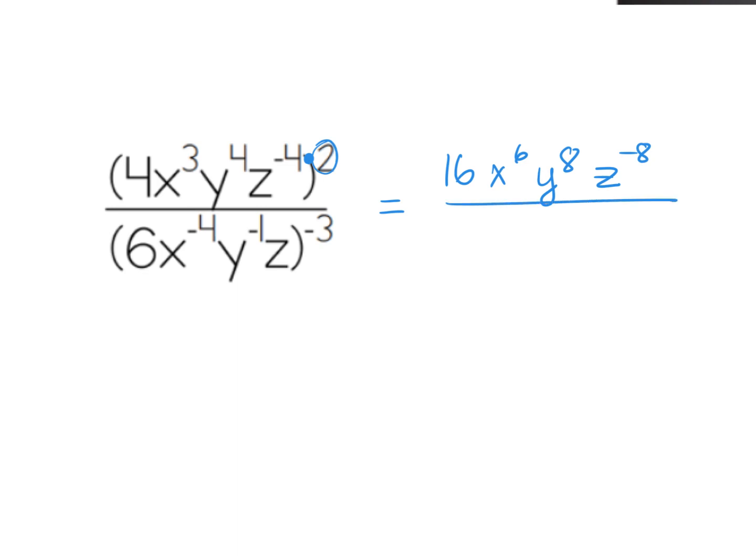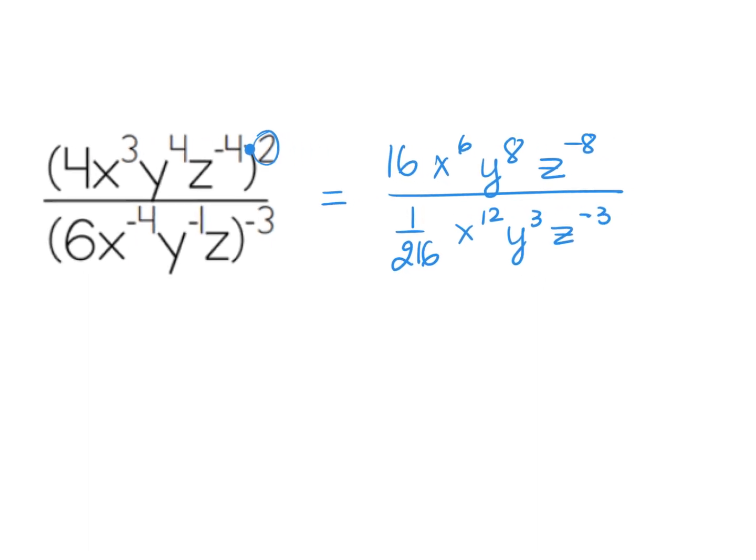The denominator, 6 to the power of negative 3. Again, if you're not good at this, you can use the calculator and make it to be a fraction. So 1 out of 216. X to positive 12, y to positive 3, and z to negative 3.